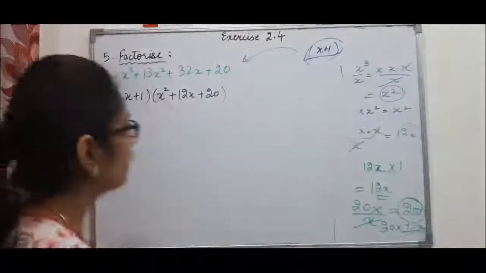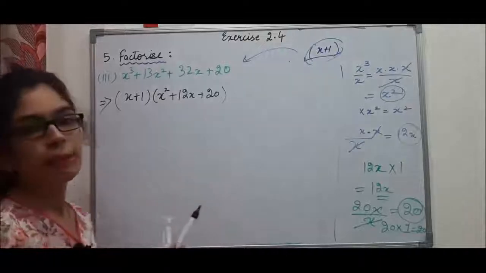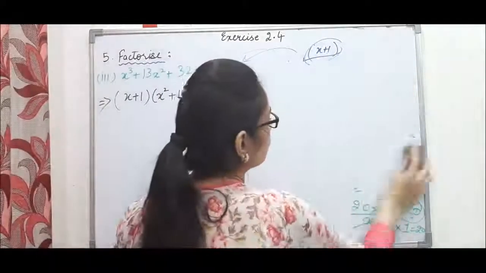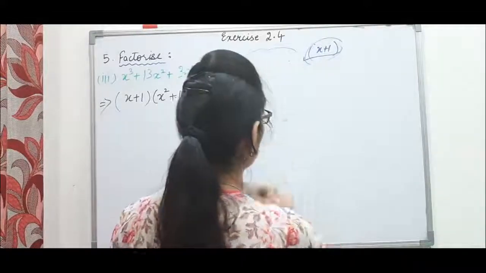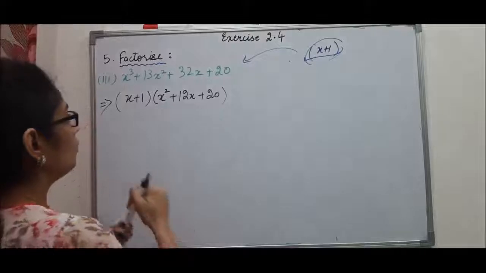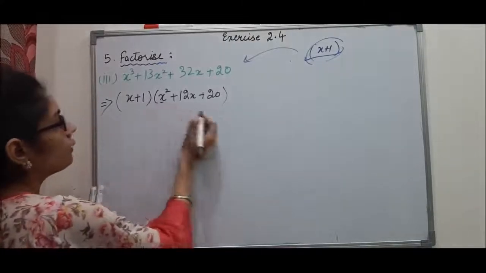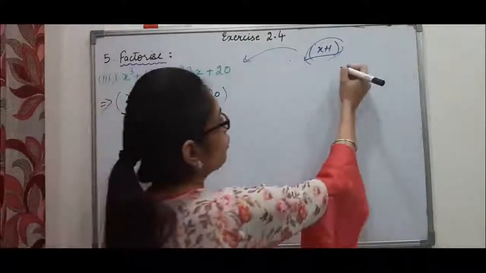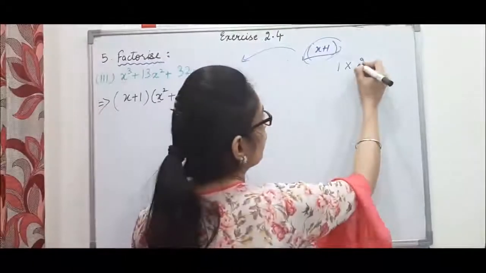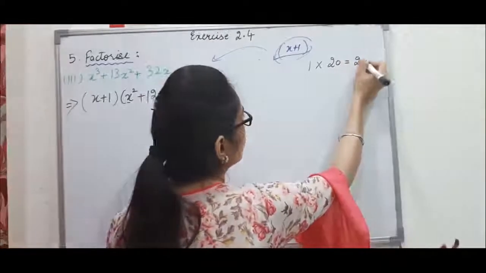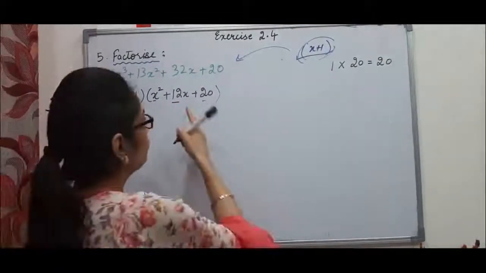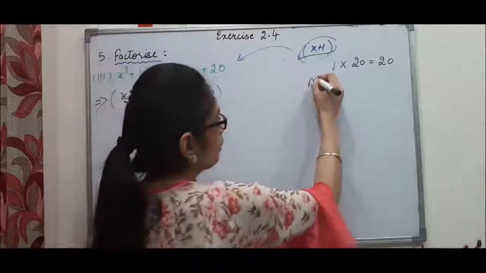Now we have got a quadratic polynomial. We can factorize it further by splitting the middle term, the same way we have done in the previous part and the previous question also. The first step is to write the product of the first and last term. The first term is 1 and the last term is 20. So the product of the first and last term is 20. Now I have to write the middle term. The middle term is 12.